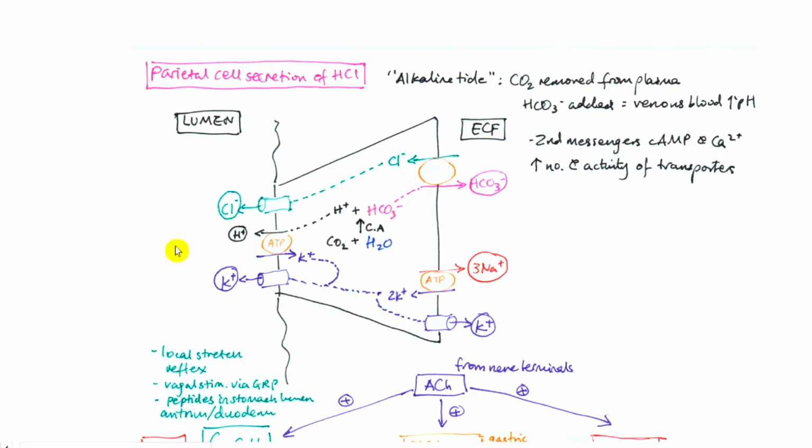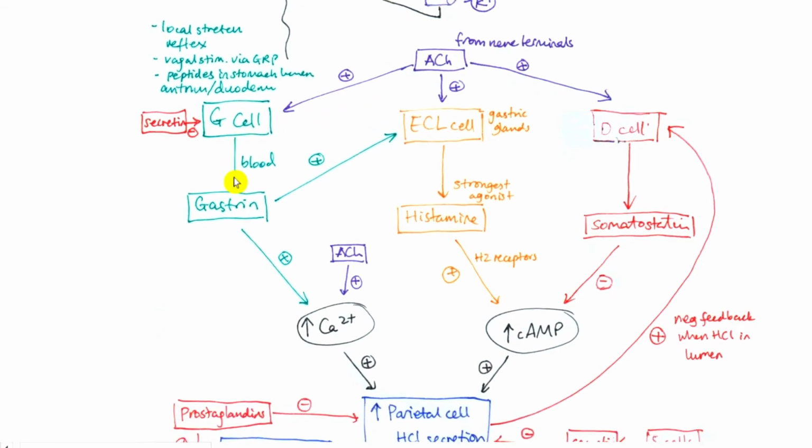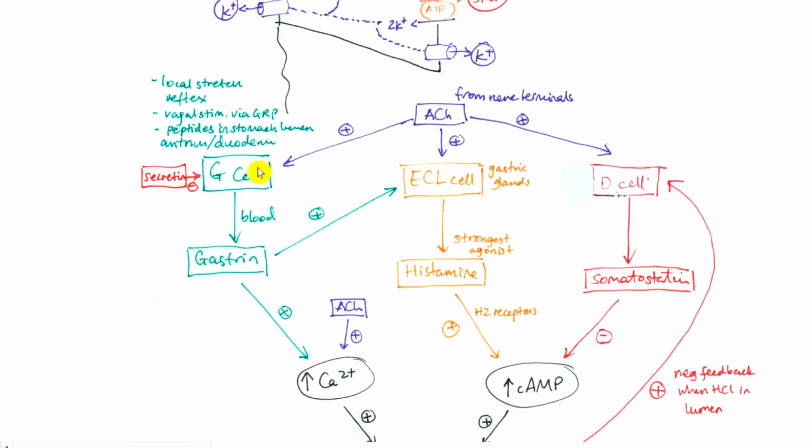Things that can increase and decrease this, so we have acetylcholine can increase this by many ways, by stimulating all of these cells, which also increase it. And it's released from nerve terminals of the parasympathetic nervous system. So G cells, ECL cells, enterochromaffin-like cells, and D cells.